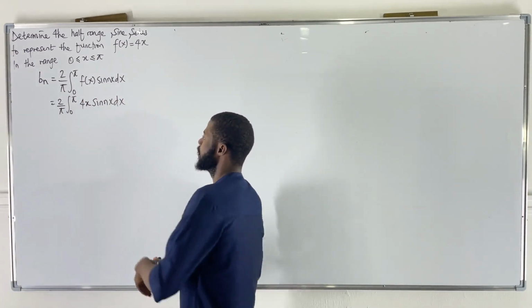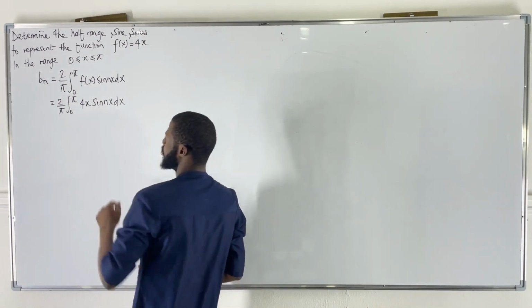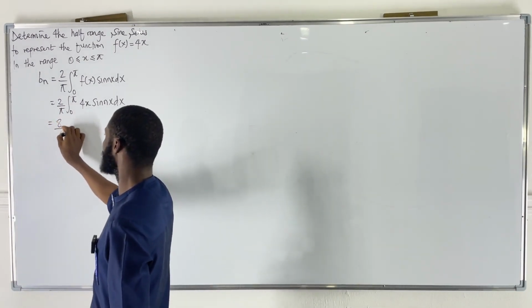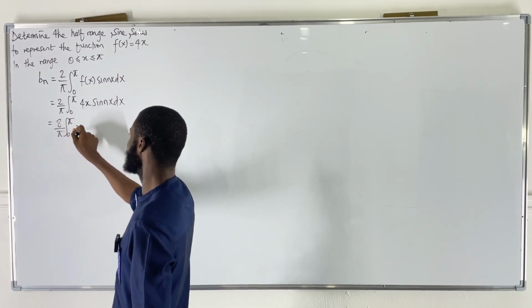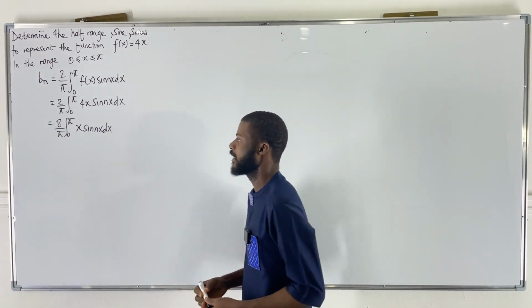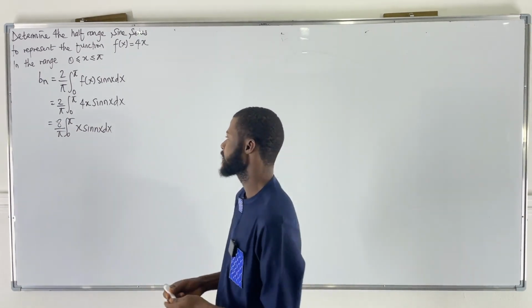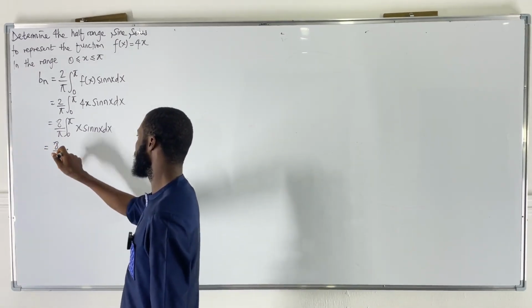All right. Now the 4 is a constant, so this 4 can come outside to meet the 2, and when it does that, it makes it 8. So this will become 8 over pi, then we have the integral from 0 to pi of x sine nx dx. So that's what we have. Now this is the part where we use integration by parts. So this will be 8 over pi.